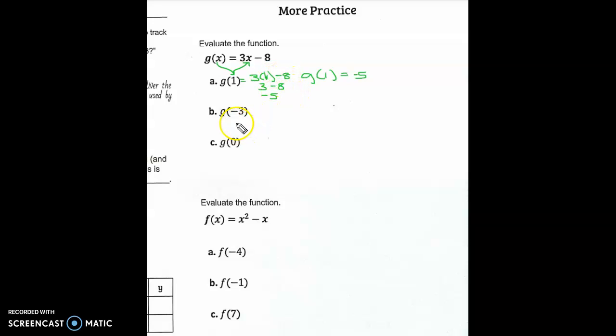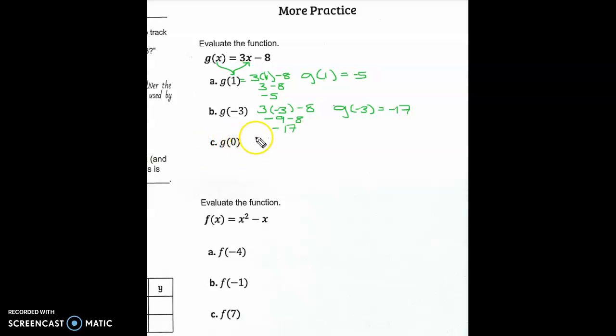Now for part B, when I change my variable, I change the number. So now I have 3 times negative 3 minus 8. See, now I've put in a different input. I should get a different output. Operate. 3 times negative 3 is negative 9. Then I'm going to subtract 8. Negative 9 minus 8 is negative 17. And that becomes my output. So when g is negative 3, I get a negative 17 that comes out.